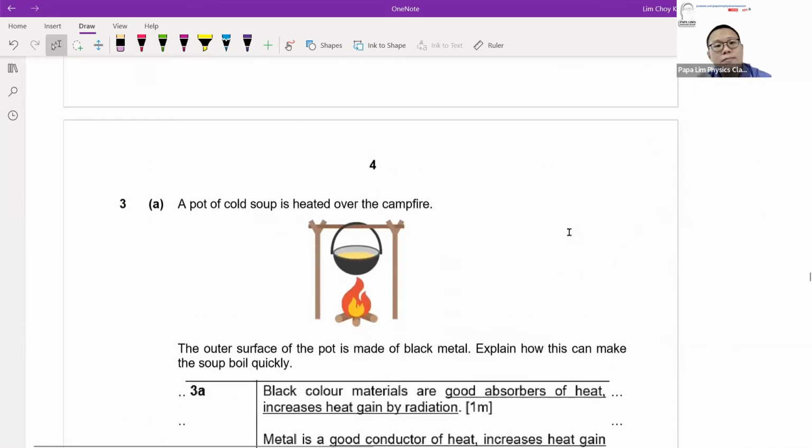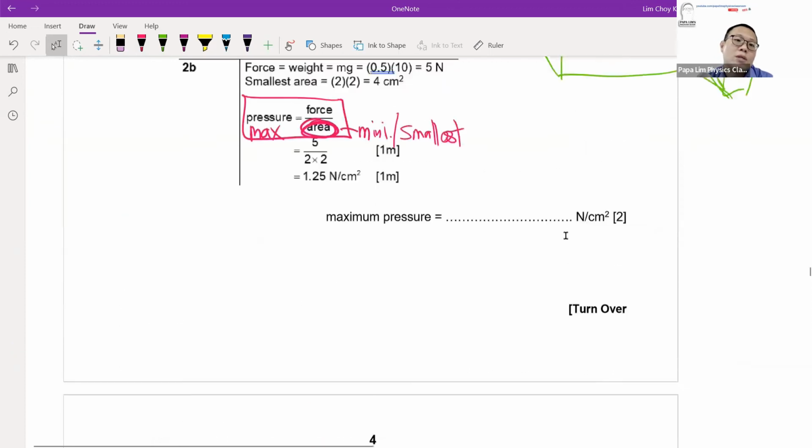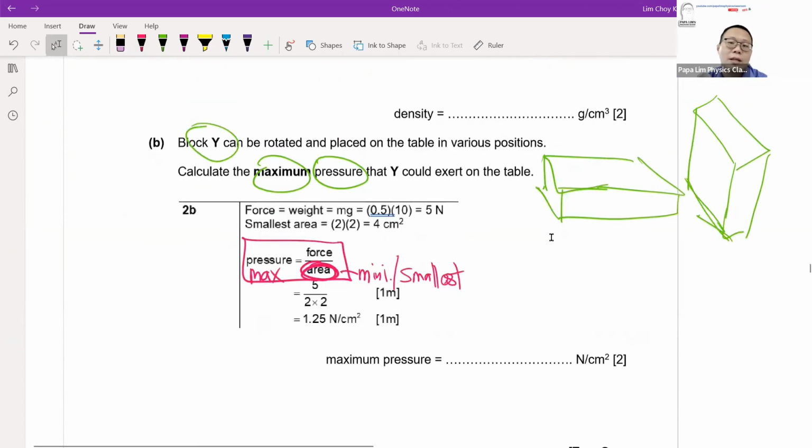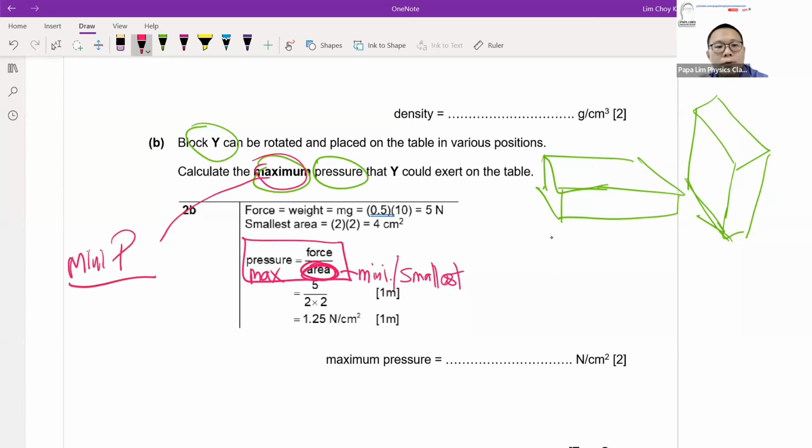Okay, talking about question 2 here. When the question asks for maximum pressure, another twist for this style of question is that instead of asking for maximum pressure, I could be asking for minimum pressure, whereby the object will be lying on the contact area with the biggest contact area. So the orientation of the blocks actually makes a difference in terms of the pressure exerted on the table.